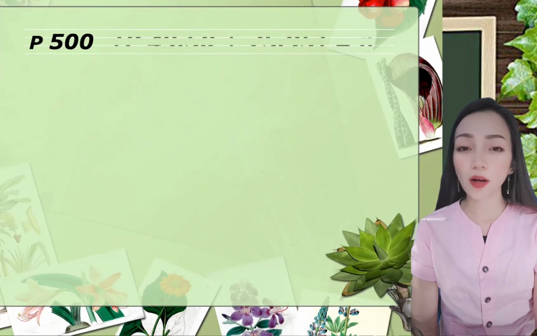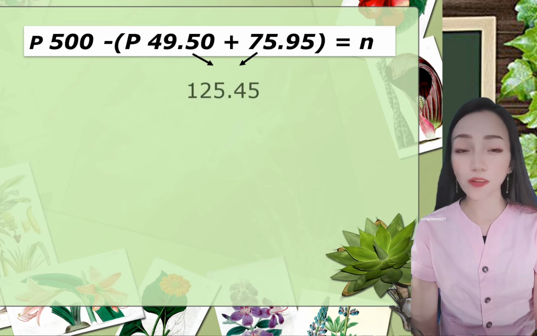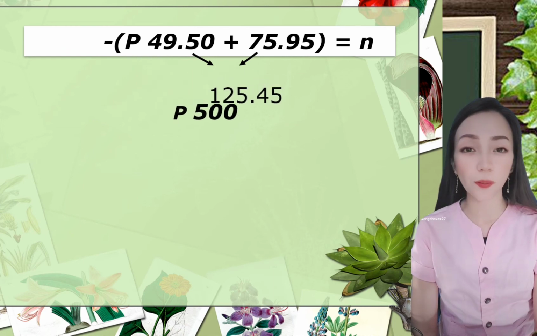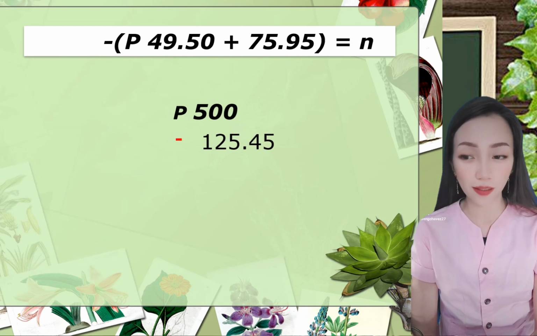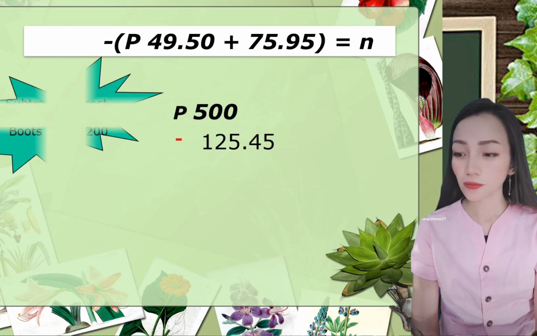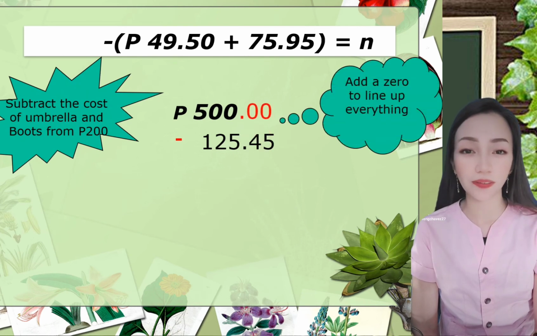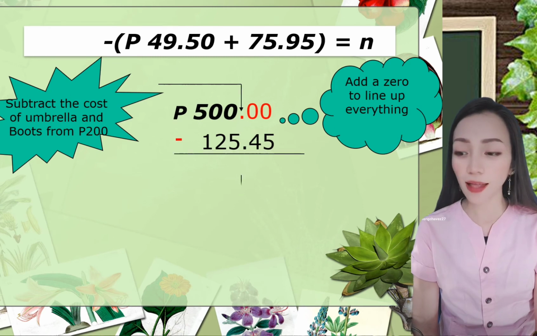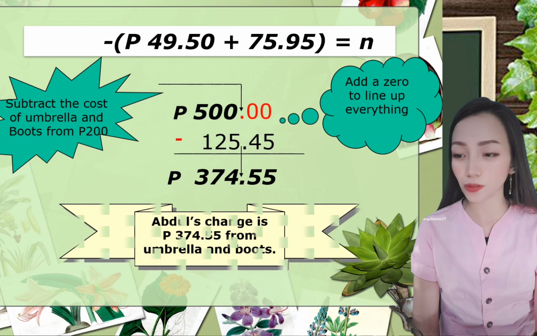Let us now subtract 125.45 from the amount of money, which is 500 pesos. Subtract the cost of the umbrella and boots from 500 pesos. Add a 0 to line up everything. So the answer is 374.55. Abdul's change is 374.55 from the umbrella and boots.